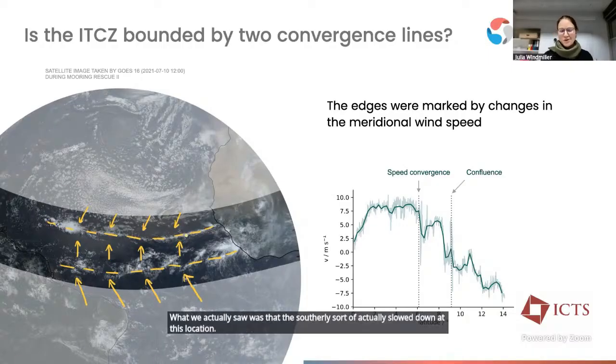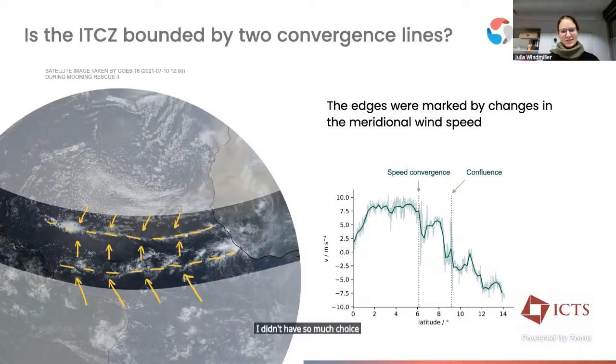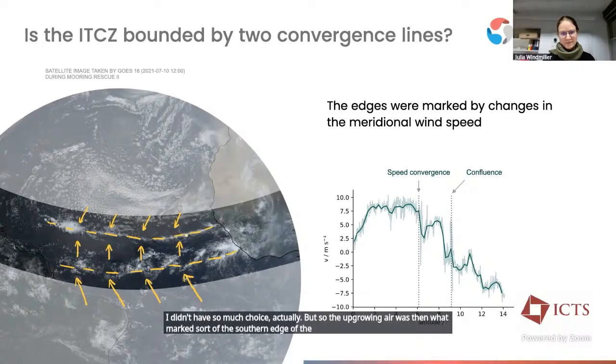And that, of course, means again that the air has to go somewhere, and it went up in this case. It didn't have so much choice, actually. But so the upgoing air was then what marked this southern edge of the ITZ.